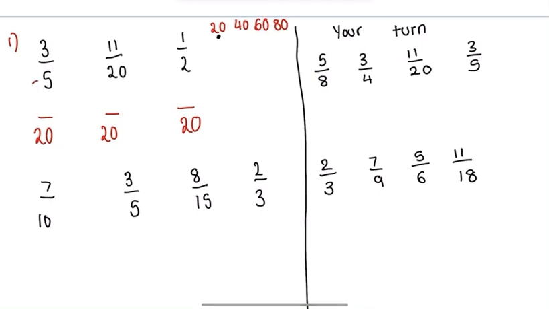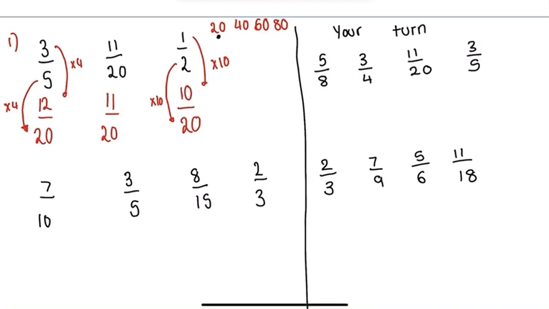So let's have a think how to do this. Now, I want to go from fifths to 20ths, so I need to times by 4. So I also have to times my top by 4. So that'd be 12 over 20. 11 over 20 just stays the same because I've times the bottom by 1. And then here, to go from 2 to 20, I need to times by 10. So I also have to times this by 10 as well. So now I can clearly see which ones are bigger and smaller.